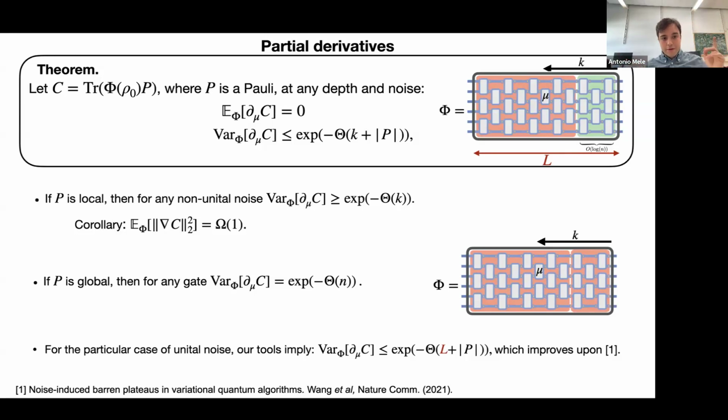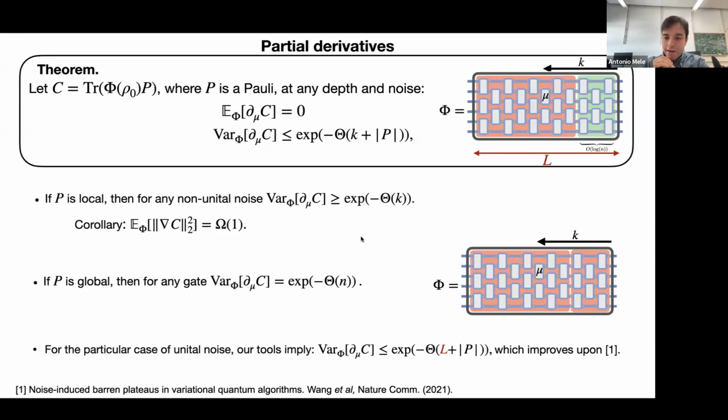Even a very small deviation from unitality, like a composition of two channels, depolarizing and amplitude damping with very small amplitude damping, still gives our result. So it's like the non-unital noise will kind of dominate over the unital noise. Can I understand it like this?